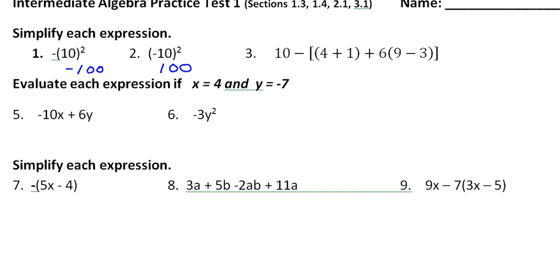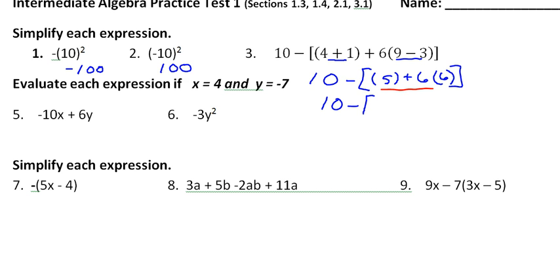On number 3, you're following the order of operations. You have to do inside the parentheses first, so the 4 plus 1 and the 9 minus 3. The next step will look like 10 minus the brackets of 5 plus 6, and then in parentheses 9 minus 3 is 6. In brackets, as you go through 10 minus, the next part is the multiplication inside the large brackets. So 10 minus 5, I don't need those parentheses anymore. 6 times 6 is 36, so 5 plus 36.